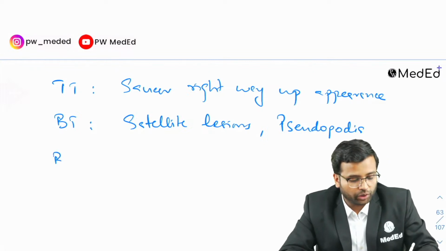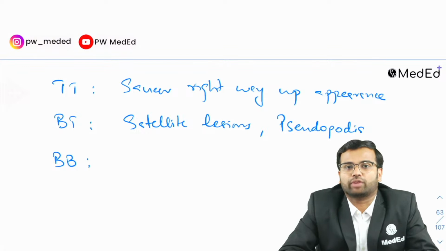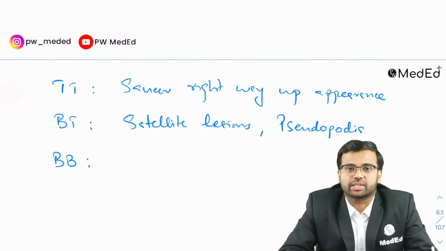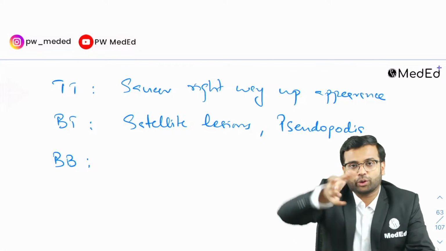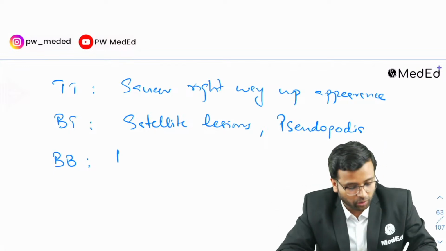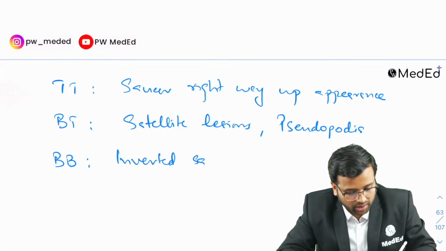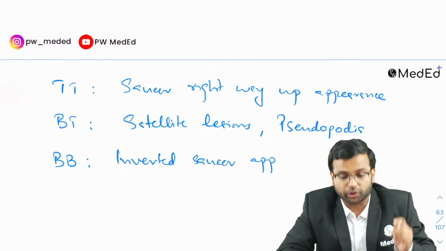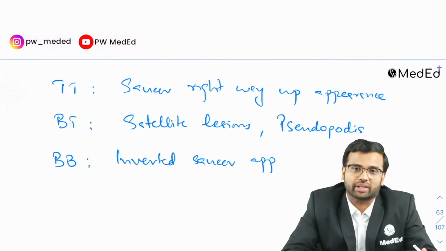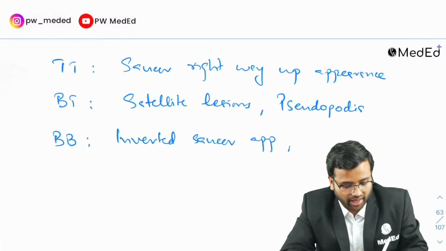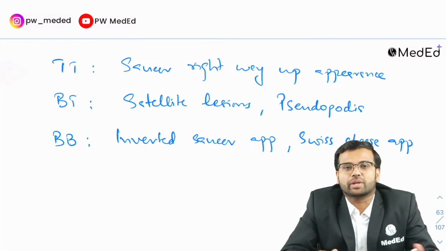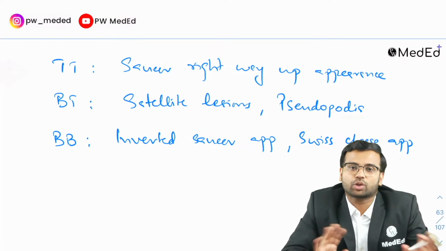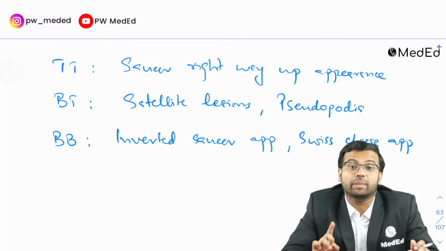Now moving to the next one, the BB type of leprosy, borderline leprosy. Earlier it was saucer right way up, now we are going to invert the saucer. So this is going to be an inverted saucer appearance. Some textbooks also mention this as a Swiss cheese appearance, and some textbooks mention a geographical map appearance. All these can be seen in the case of a BB type of leprosy.